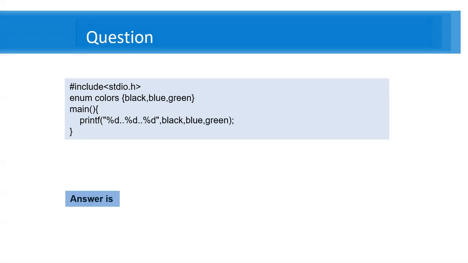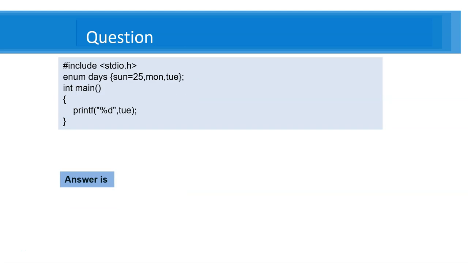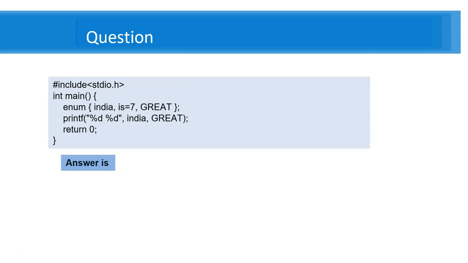Let's look at the next one. Enum colors, black, blue, green. Printf %d, %d, %d, black, blue, green. So you'll get 0, 1 and 2 like we discussed earlier. Next question, enum days. Sunday is 25, Monday and Tuesday. So if you print Tuesday, like the way I said, Sunday will be 25, Monday 26, Tuesday is 27. So 27 gets printed.